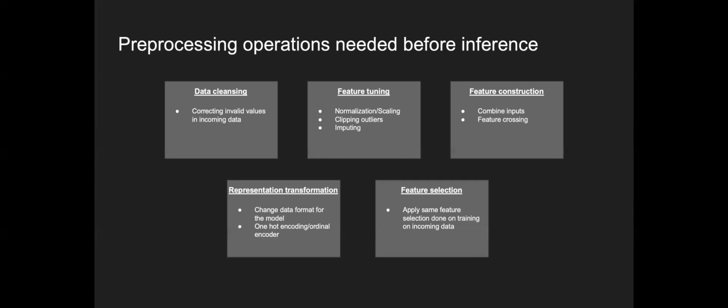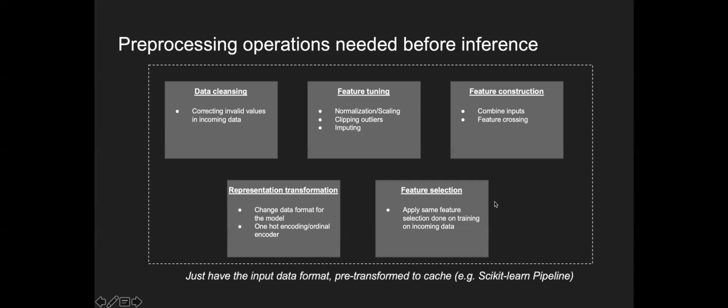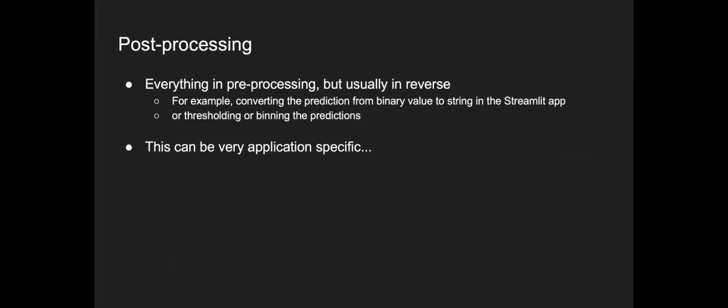Then you have feature selection, where you apply the same feature selection done on training to incoming data. So instead of going through cleansing, tuning, construction, and representation transformation, you could just have the input data format pre-transformed to cache. You can do this with a scikit-learn pipeline, or this is also what happens in PyCaret when you write model.save, then load the model.